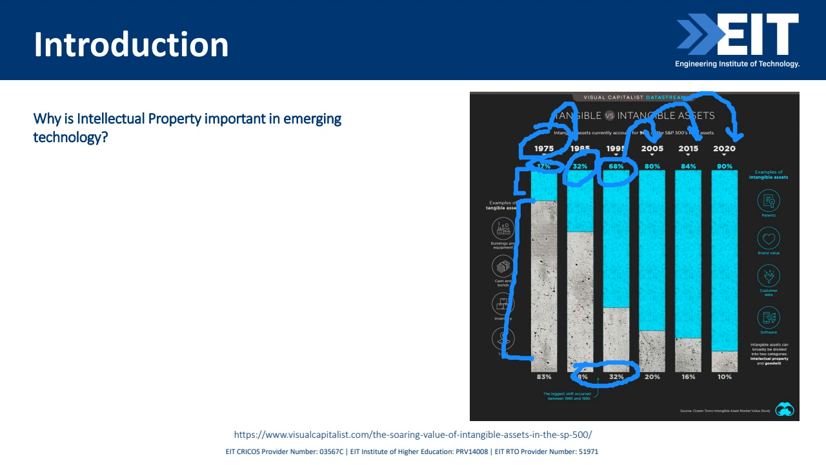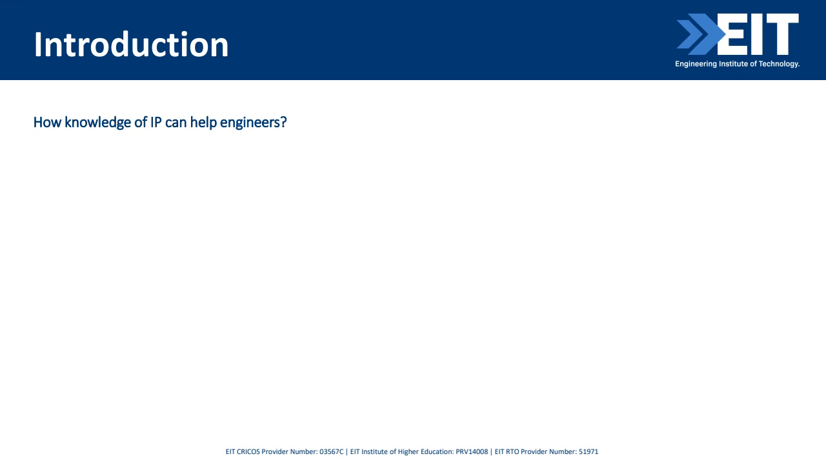And that's why it's super important to protect those intellectual properties, which are part of intangible assets. So I hope that makes clear the importance and why it's really crucial to protect intellectual property. All right, coming back to ourselves, engineers: how can knowledge of intellectual property help us as individuals?